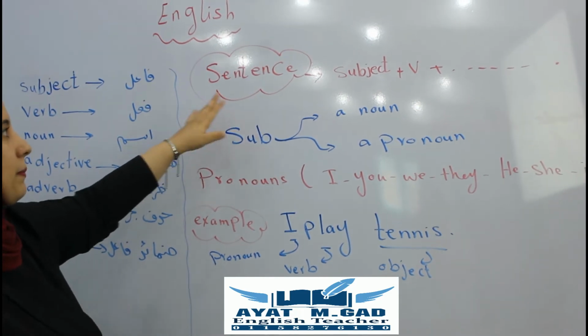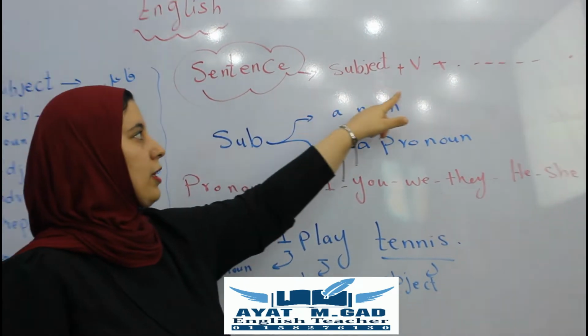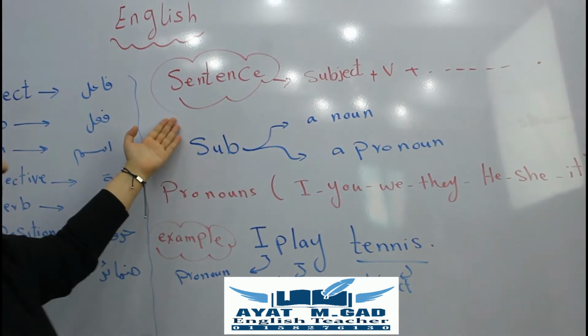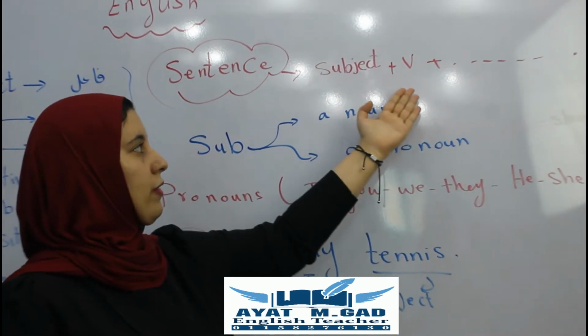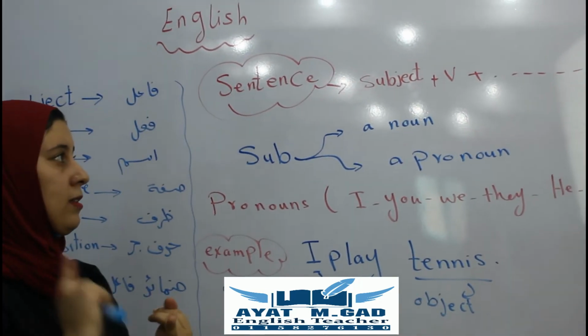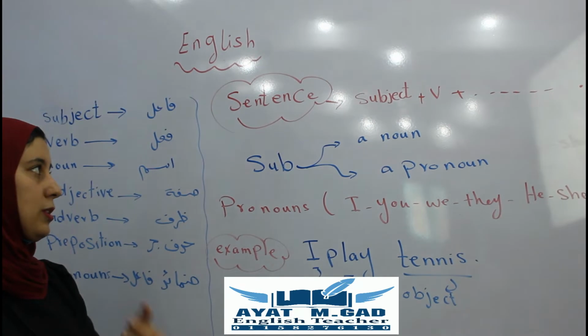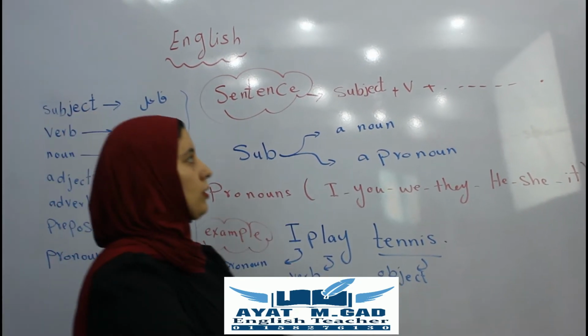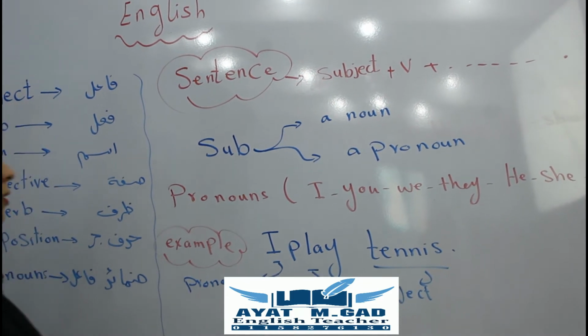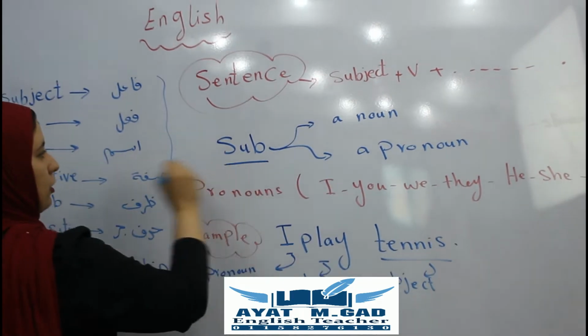A sentence in English begins with the subject plus verb plus completion of the sentence. Completion may be object, adverb, adjective, preposition. Okay, let's talk about subject.